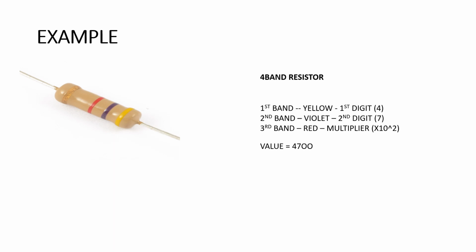Now come to the tolerance band. The tolerance band, which is gold in color, and according to this tolerance band, we should do plus minus 5% in the value of the resistance. So the net value of the resistance comes out to be 4700 and plus minus 5%.